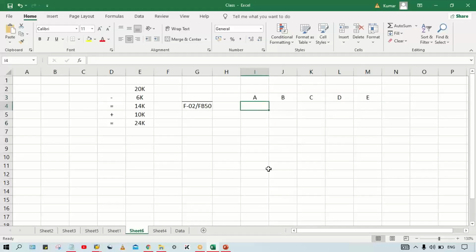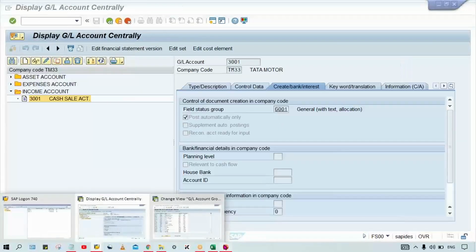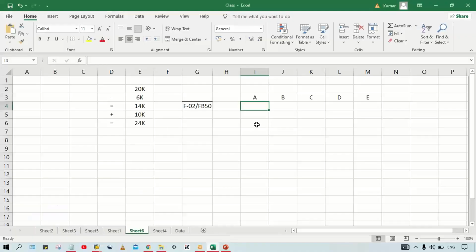What challenges, guys? Let's suppose I have created the GL account, and I have not applied post automatically on this cash sales or cash purchase ledger, right? In that case, somebody is going to post the transaction manually by FB50. Then if they see the cash journal report, and that too plant wise, what is happening, guys?